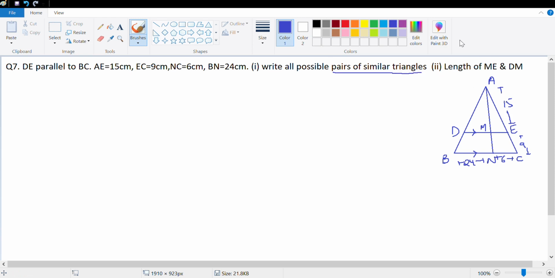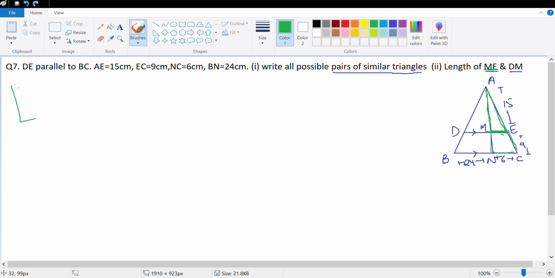So there could be many similar triangles and length of ME and DM. So let's look at it from our perspective first of how would we find ME. Now ME is a part of this small triangle AME, and it is also a part of this triangle ADE. So let's first look at this triangle AME. Which triangle does it look visually similar to? Yes, it could be similar to triangle ANC. Could be. So let's look at these two triangles and see if we can prove them similar.